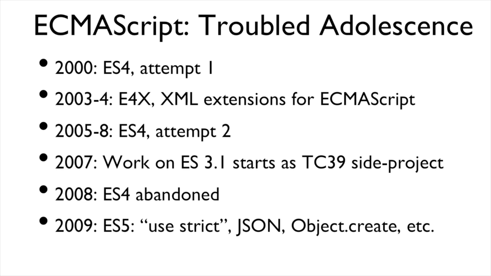In parallel with it, a much smaller effort called ES 3.1 started as a TC39 side project to clean up some things from ES3 and as a backup in case ES4 didn't work out. It didn't work out, and so in 2009, ECMAScript 5, the work that was ES 3.1, ended up being published, rebranded as ES5. And it introduced things like strict mode, JSON, Object.create, a relatively small number of features, a very limited set of extensions.